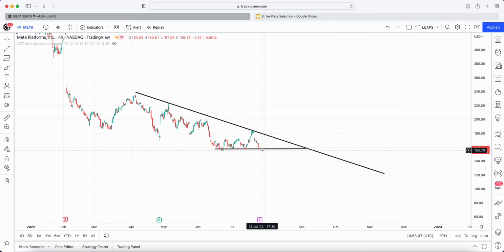If things go well. If things go south, again, you can either roll it or buy it back or do what you need to do to manage the position from there. But that's how I would look at trading versus investing in terms of selecting a strike price.